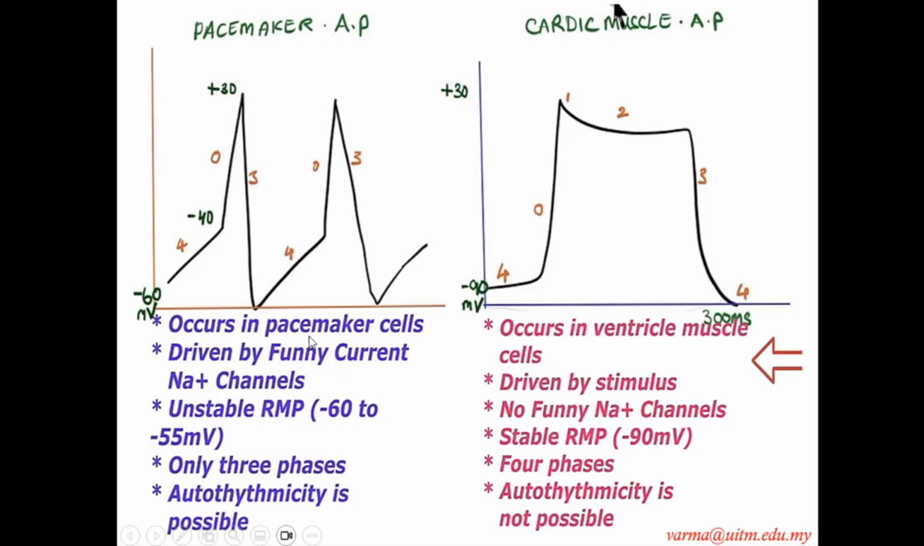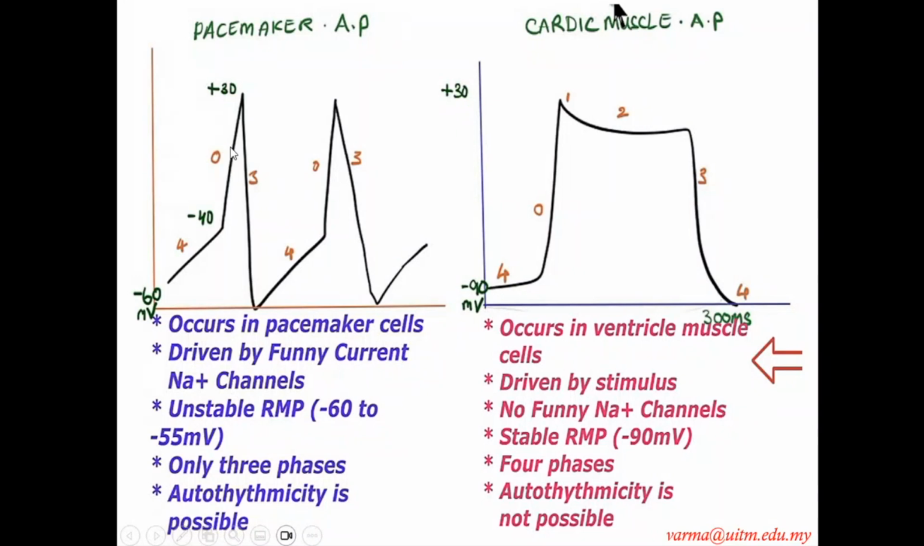This one is automaticity. It has its own stimulus, a funny current channel continuously going. That's why there is no plateau. Whereas cardiac muscle needs a stimulus, no funny current, sodium channel. The resting membrane potential is unstable, that's why it's always moving. It's not a plateau, which is negative 60, whereas here it is stable, negative 90. You can see a plateau here.